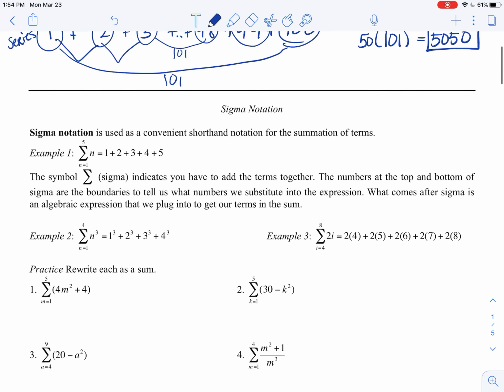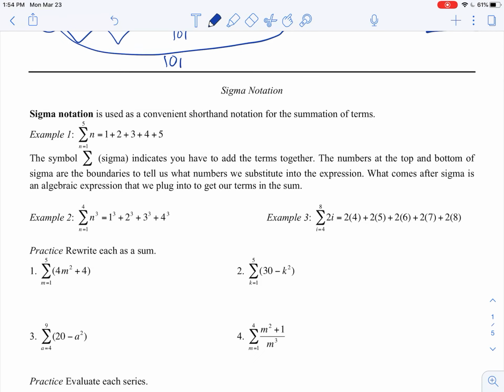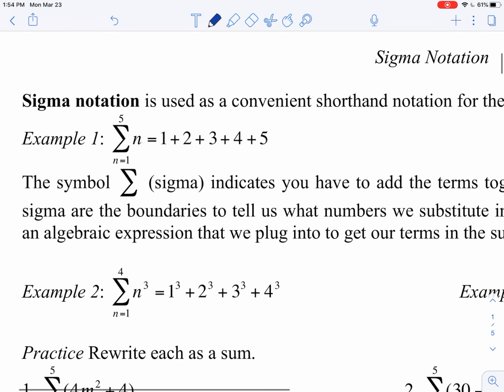One of the shorthand ways of representing a series is something we call sigma notation. So that's what we're going to be talking about today, sigma notation. Sigma notation uses this shorthand Greek symbol called sigma to represent a sum of numbers that have a specific pattern.